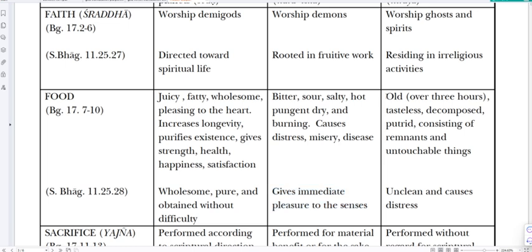Now, food in the mode of ignorance: old, over 3 hours, tasteless, decomposed, putrid, consisting of remnants, untouchable things, unclean, and causes distress. Can you tell me some food which is in the mode of ignorance? Tamas. Alcohol, Prabhuji. Alcohol, yes. How is alcohol made?